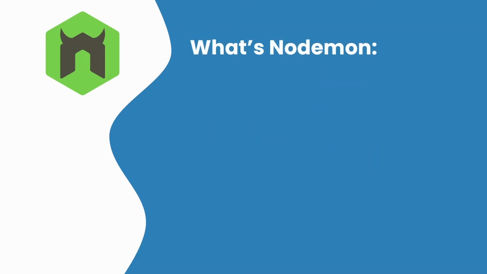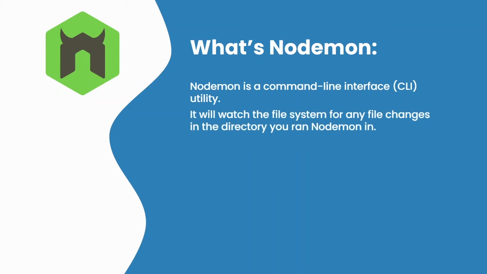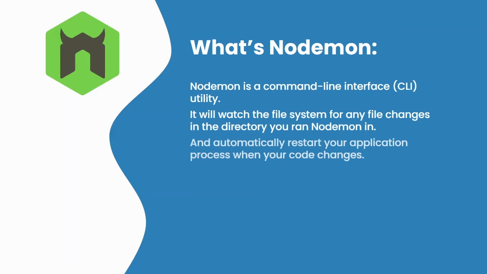So, what is nodemon? Nodemon is a command line interface utility that will watch the file system for any file change in the directory you ran nodemon in, and automatically restart your application process, either a hanging process such as a web server process or a one-time run application that cleanly exits, which speeds up development.